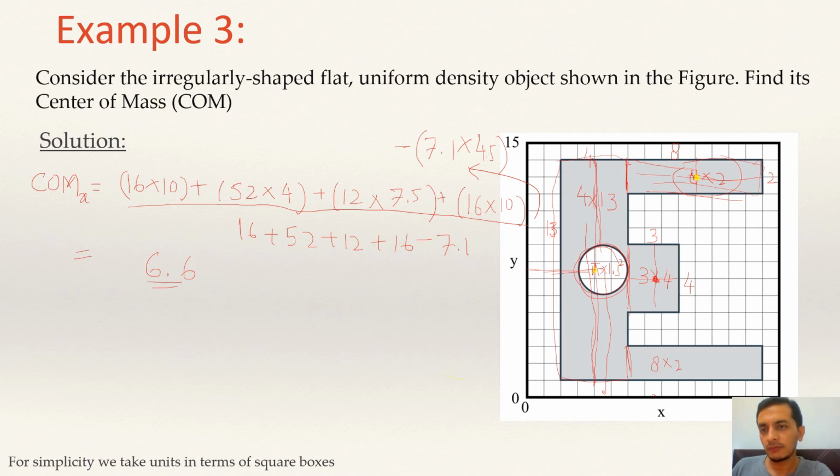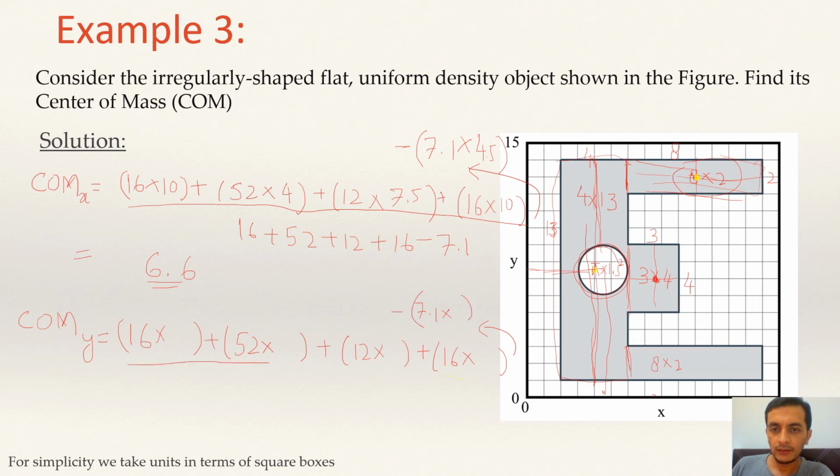Okay, now we calculate the y coordinate of the center of mass. For that our masses will remain the same: 16 times something plus 52 times something plus 12 times something plus 16 times something and minus 7.1 times something, and in the denominator it is 16 plus 52 plus 12 plus 16 minus 7.1. I hope you understand this concept of negative 7.1: because there is a hole, in order to subtract this area we use minus because this mass is missing.